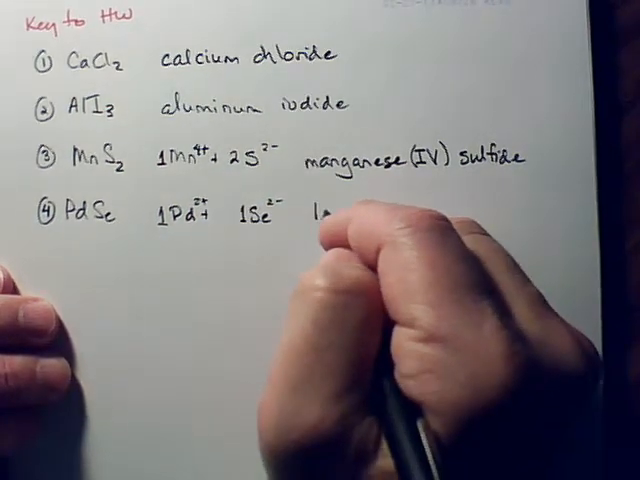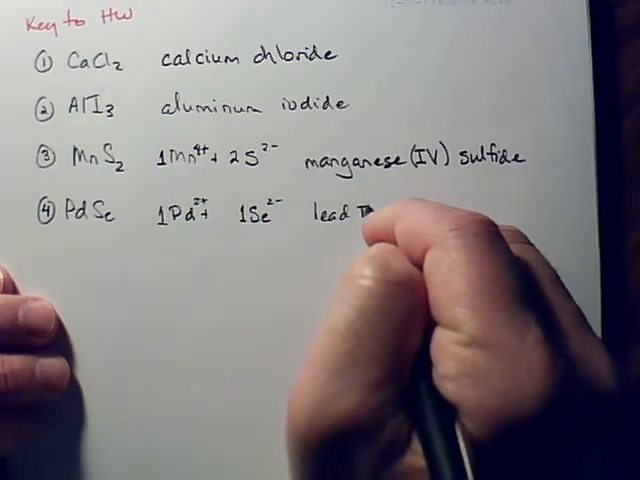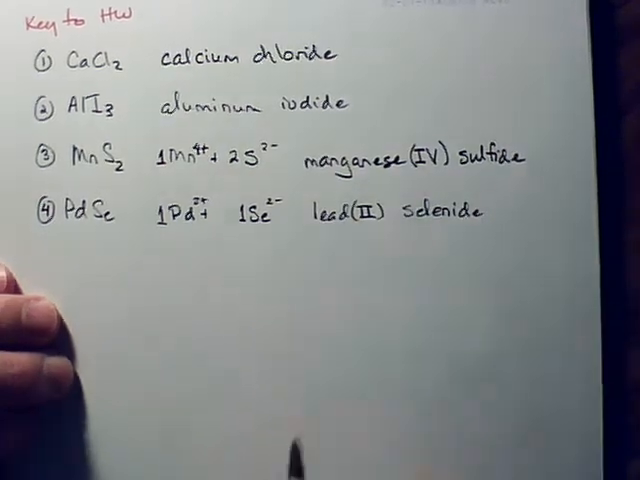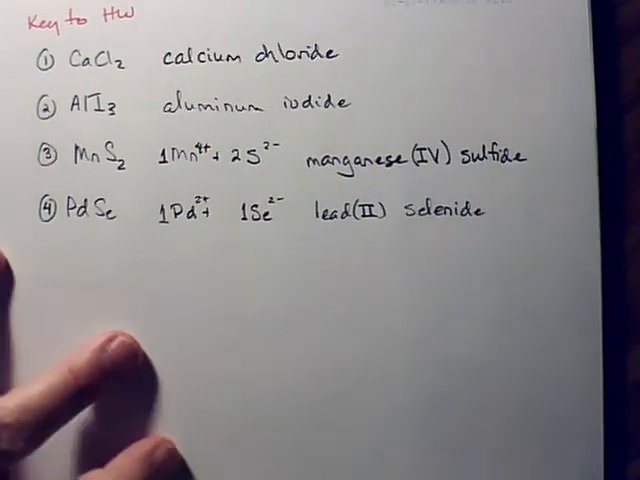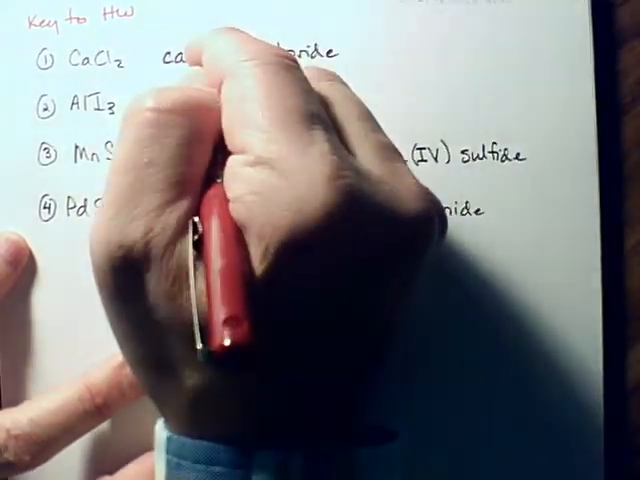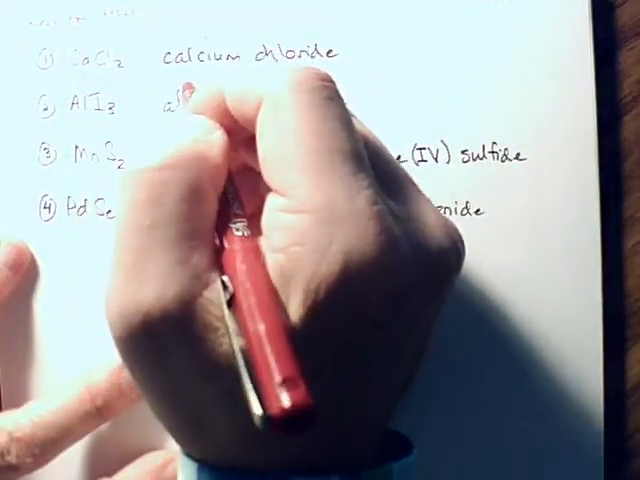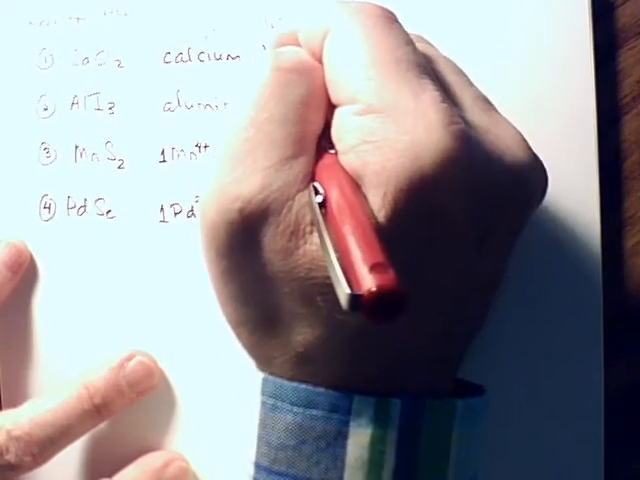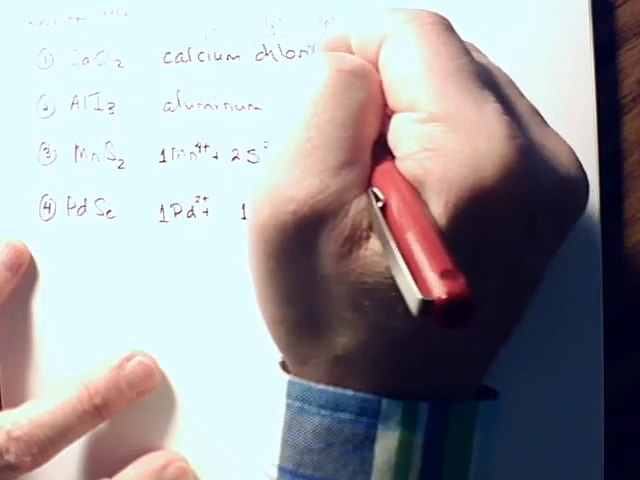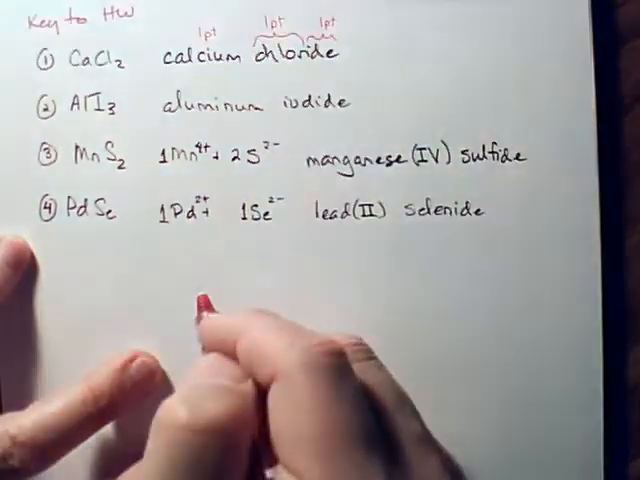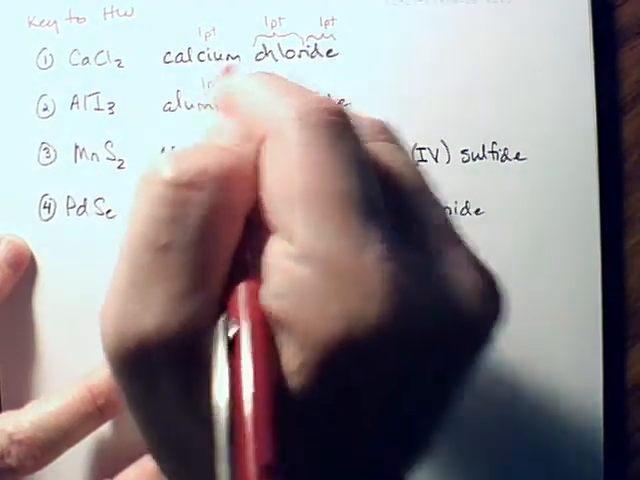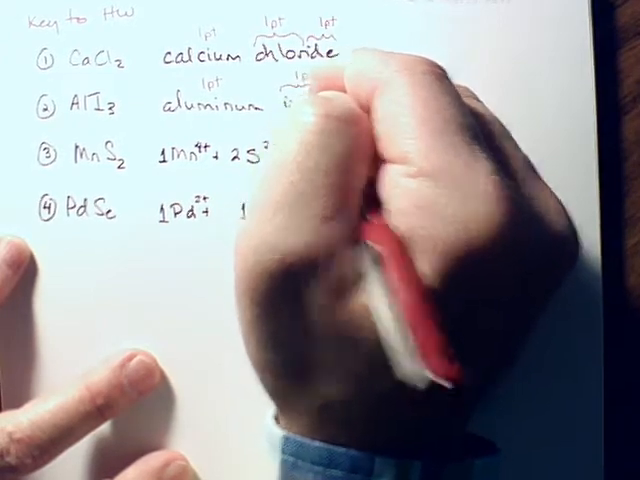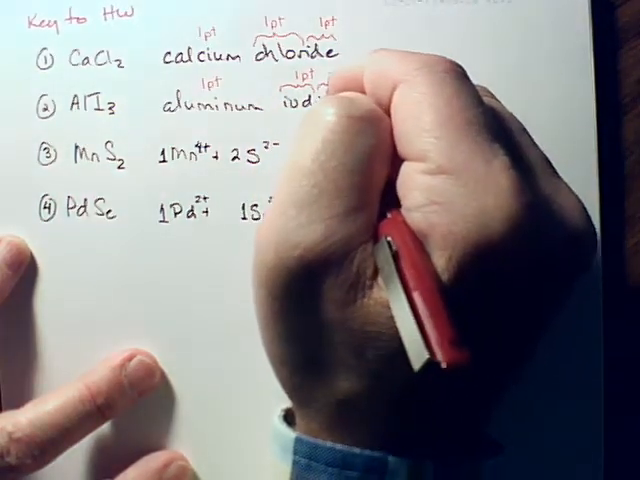Okay, and so we're going to name this lead(II) selenide. Okay? Alright, here's our grading system. I'm going to give you 1 point for the word calcium here, 1 point for the prefix chlor, and 1 point for the suffix -ide. The same here, 1 point for the word aluminum, 1 point for the iod suffix for iodine, and 1 point for the -ide suffix.